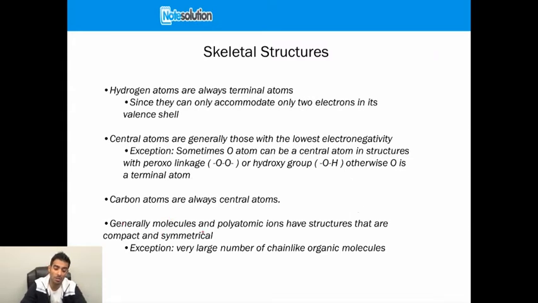The fourth rule we have to know is that generally molecules and polyatomic ions have structures that are compact and symmetrical. An exception to this rule would be a very large number of chain-like organic molecules. Usually organic molecules do not have a compact and symmetrical structure. Of course, when drawing the skeletal structure, a compact structure is the most likely structure. We're going to do some examples in the example section where we show you some compounds where you have to decide which skeletal structure is the right one. This depends on whether we are drawing the most compact figure representing the compound, or just the most spread out structure for the compound.